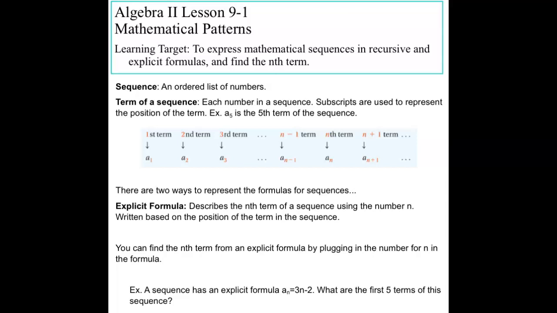We use little subscripts to represent the position of the term. So for example, a with a little subscript of 5 represents the 5th term of our sequence. In our example here, we have our first term, a sub 1, a sub 2 is our second term, a sub 3 is the third term, and we would keep continuing that pattern.